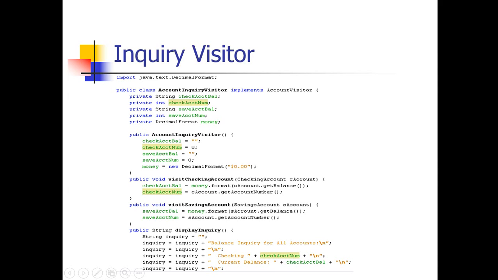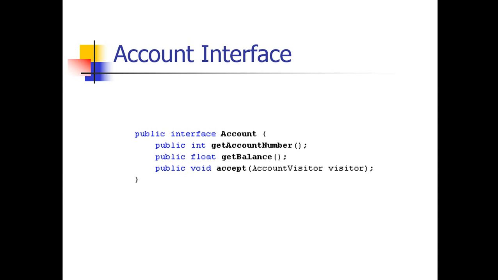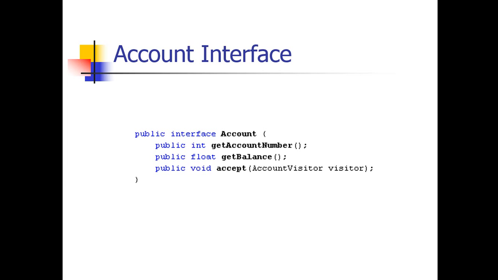From there, we get our checking account number, our savings account number, and we basically have visit checking account, which does a get account number, visit savings account that does a get account number, and then a display inquiry. So this changes our structure a little bit. We add the idea of an accept in the savings account and the checking account. And that accept is eventually going to call down into the visitor. So accept takes an account visitor.